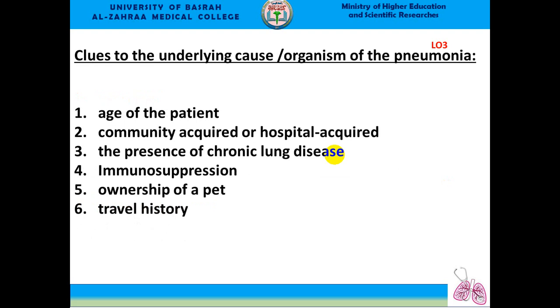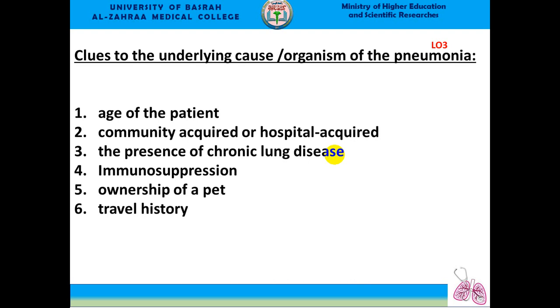So what are the clues for the underlying cause or the microorganism of a pneumonia, so that we can start empirical antibiotic without waiting for the result of culture and sensitivity? We have many clues. One of them is the age of the patient. So in the elderly, usually the type of microorganism is different from that in the young. Second is community-acquired or hospital-acquired. If it is community-acquired, usually it is Staphylococcus aureus. If it is hospital-acquired or nosocomial, the microorganism usually is gram-negative.